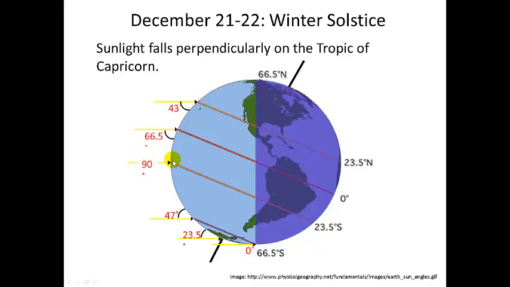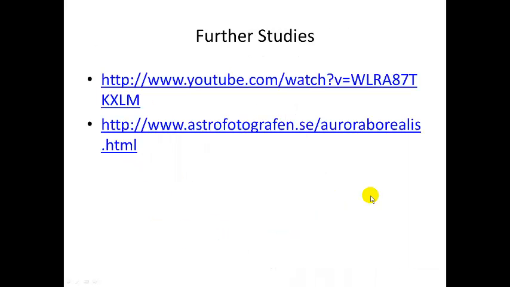The 90-degree overhead sun now has migrated as far south as this Tropic of Capricorn. And you can have a look on any globe or any map and get a sense of where that location is. This is a fascinating set of areas and interactions. If you want to learn a little bit more about this, there's a couple great websites with terrific animations, and we recommend that you look at those.